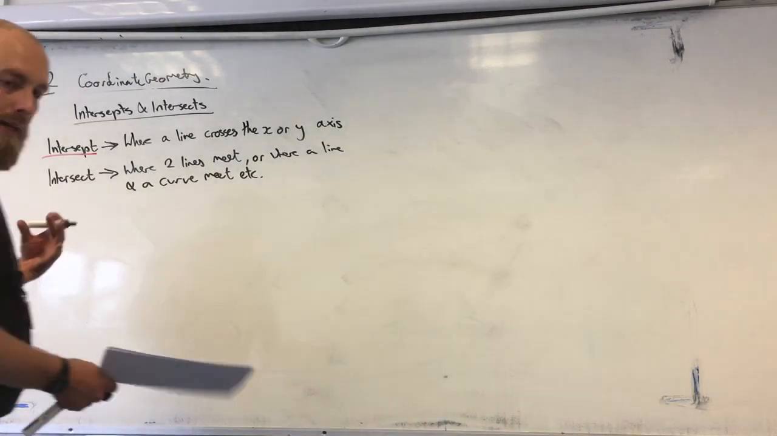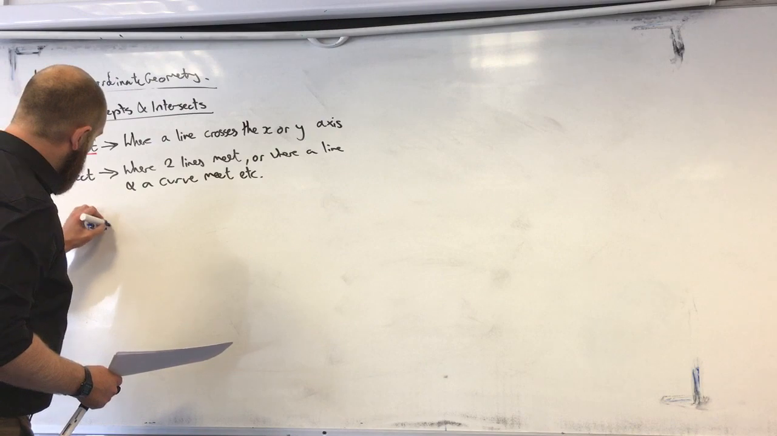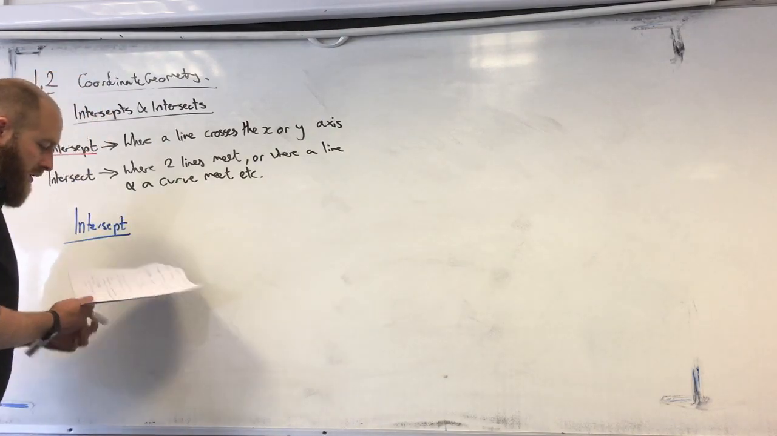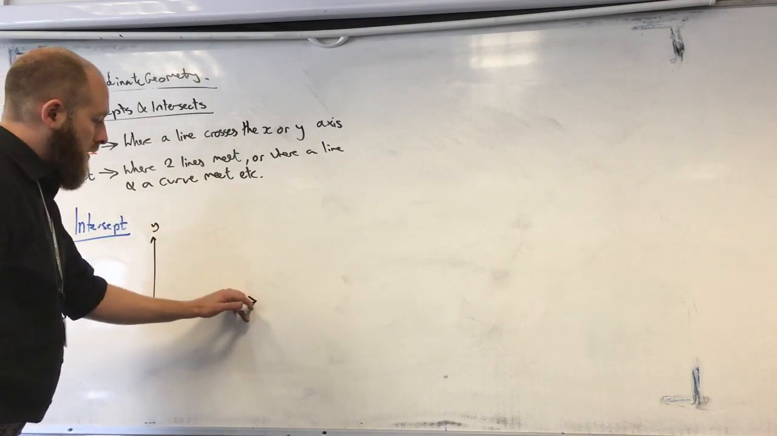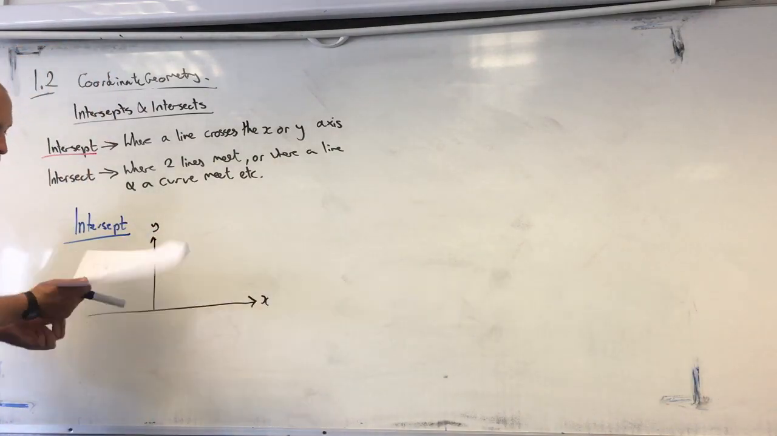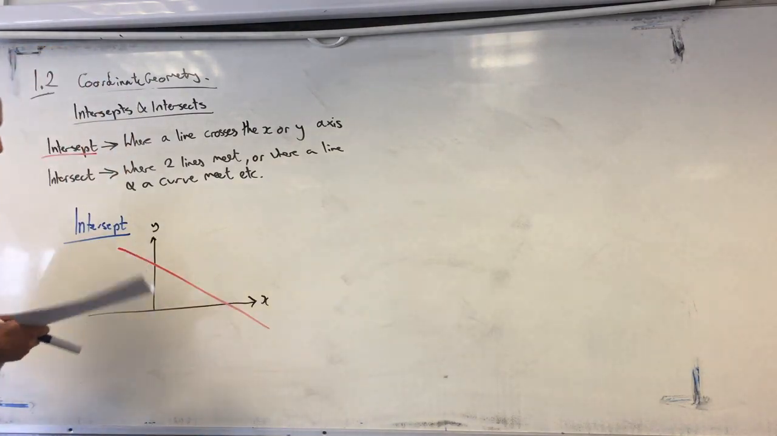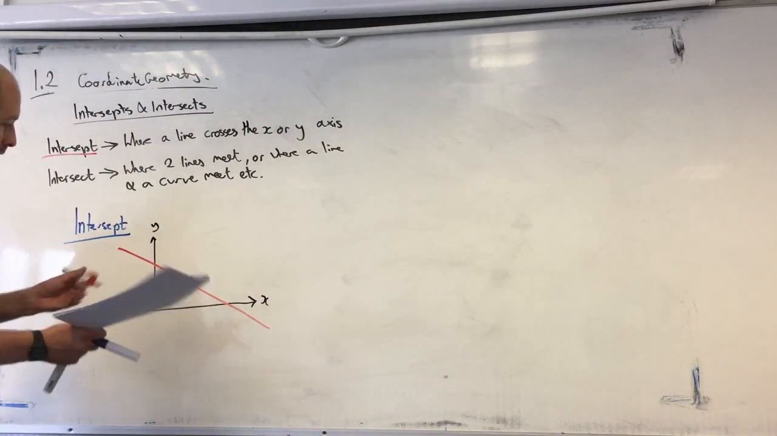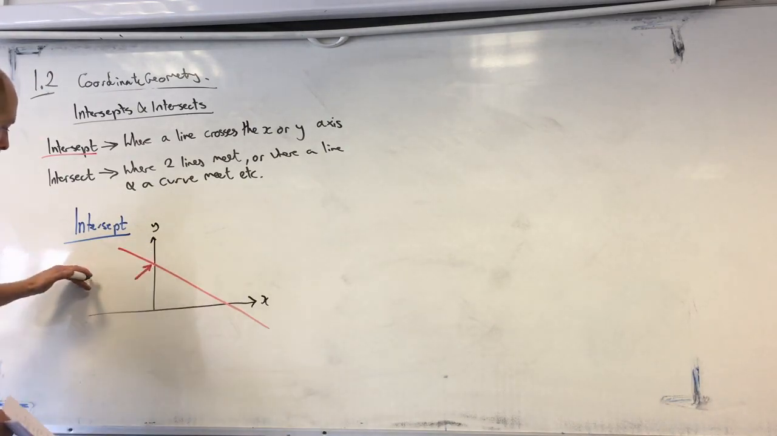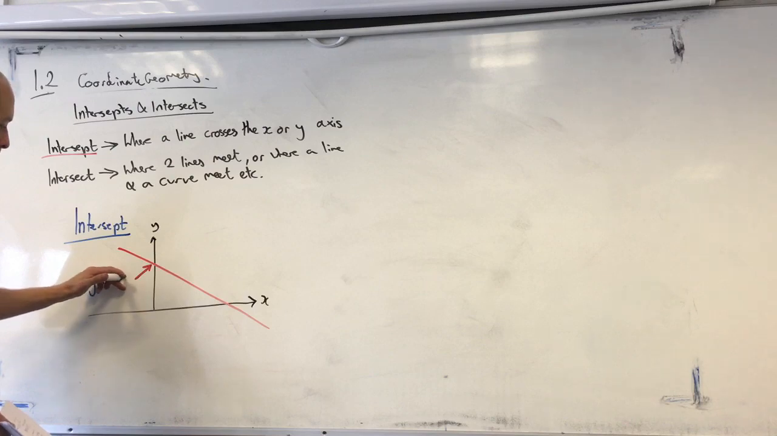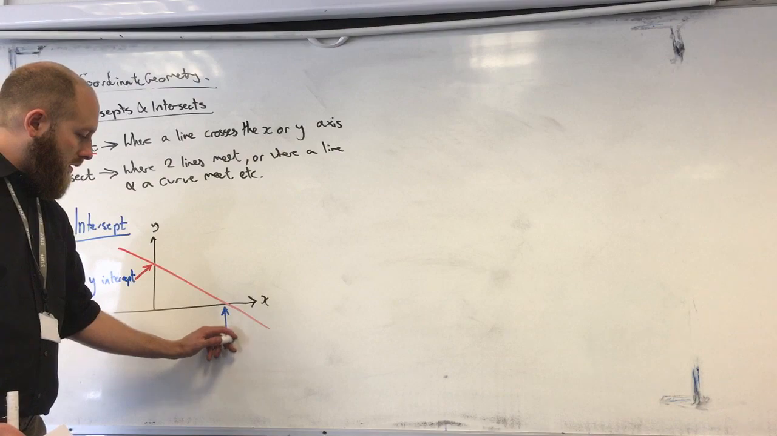So we have a y-intercept and we have an x-intercept. So let's just draw a line of these. Intercept. So if I draw a random line on this graph, there we go. We say this point, the point where it crosses the y-axis, is going to be our y-intercept. And where we cross the x-axis is our x-intercept.